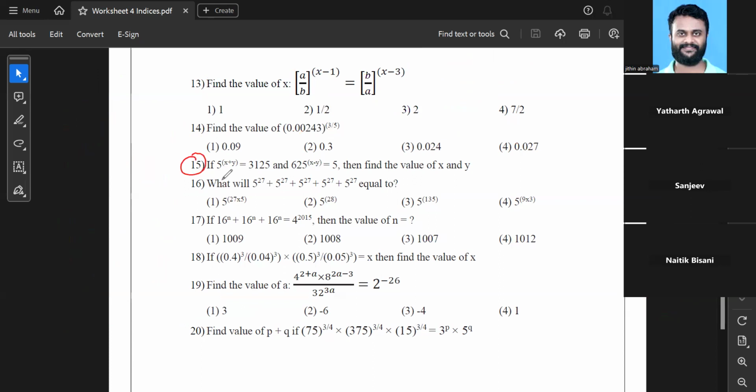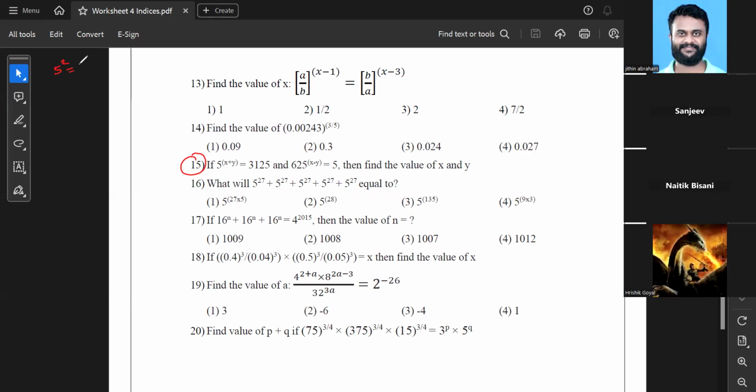15th question. If 5 raised to x plus y is equal to 3125, 625 raised to x minus y is equal to 5, then what is the value of x and y? So let's do one thing. Let's crack this code. So 3125 is 5 raised to how much? By trial, sir, 5. 5 raised to 5. Very good.